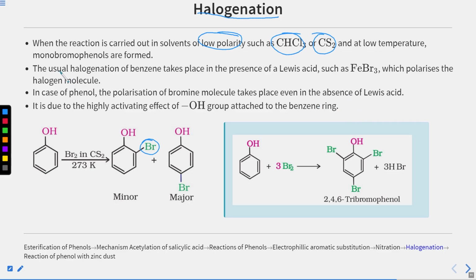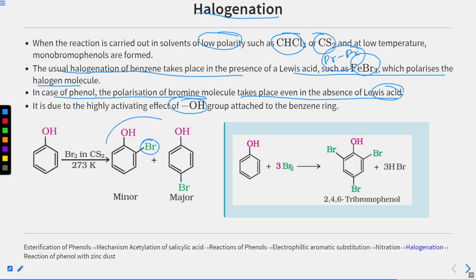Now, the usual halogenation of benzene takes place in the presence of the Lewis acid FeBr3, which polarizes the halogen molecule. So if you do the usual halogenation, you use FeBr3, which acts as a Lewis acid and polarizes the bromine bond. But you do not need to do so in the case of phenol, because it is already activated due to the delocalization of the lone pair of the oxygen at the ortho and para positions. In the case of phenol, the polarization of bromine takes place even in the absence of a Lewis acid. It is due to the effective activating nature of the OH group. Clear? Now, it is a simple electrophilic aromatic substitution. You can try to draw the mechanism by yourself.